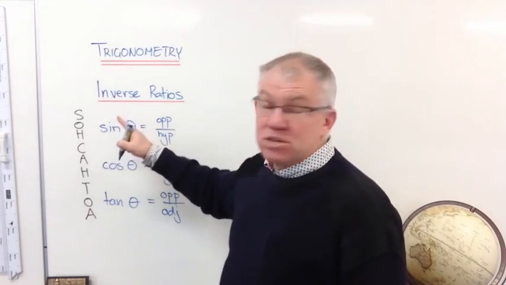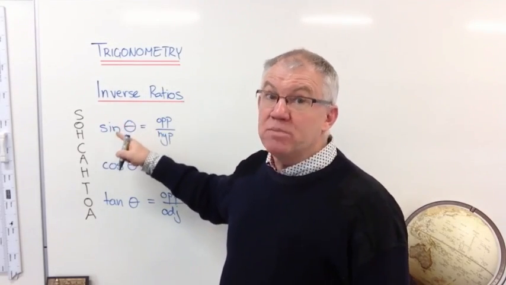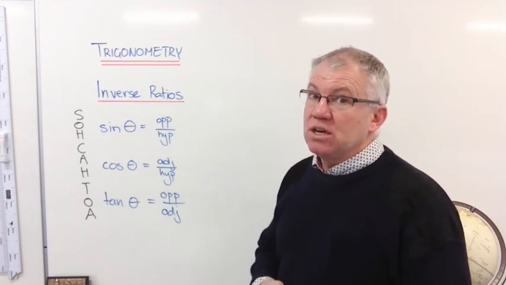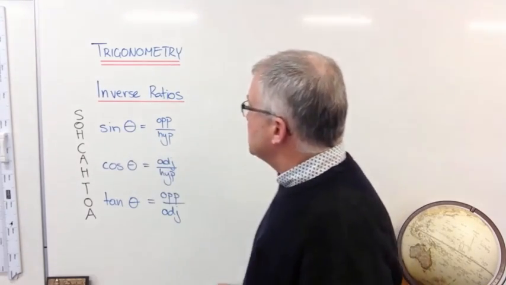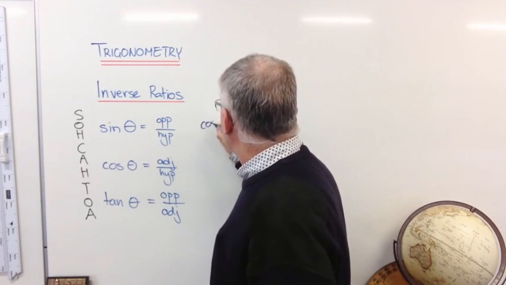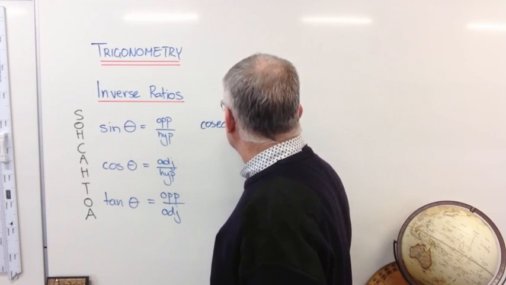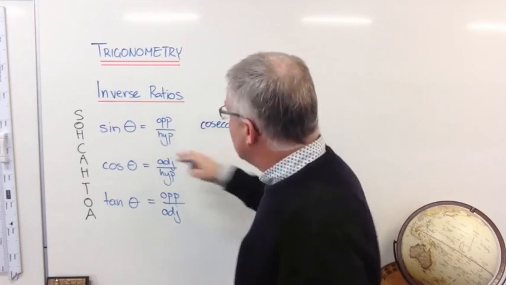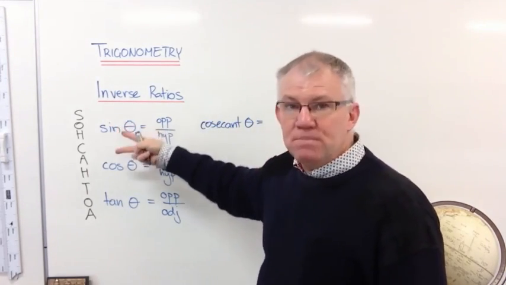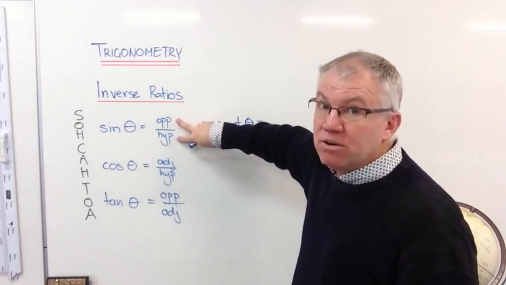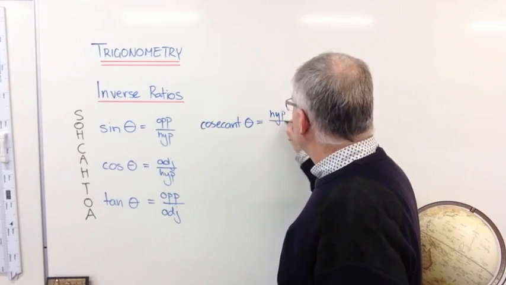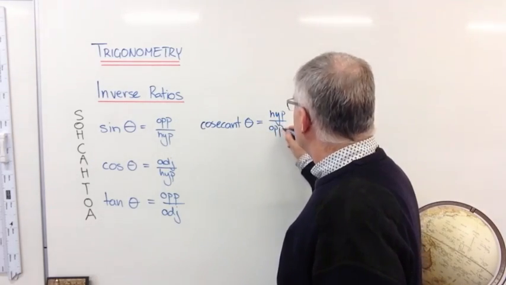Now, each trigonometric ratio has its own special inverse equivalent. So, sine has the inverse equivalent of cosecant of theta. And all we're doing is taking the sine ratio and flipping it. So what we'll end up with is the hypotenuse over the opposite. That's all we've done.